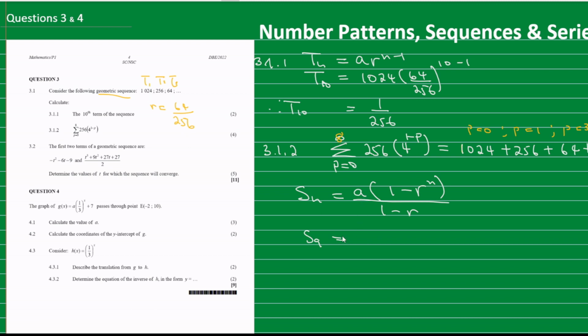So coming back to the question, we are adding 9 terms. So our a will be 1024 into 1 minus our ratio, which is again 64 over 256. I'm just using these as smaller values, to the power 9, because our n is 9, everything divided by 1 minus the common ratio, 64 over 256.